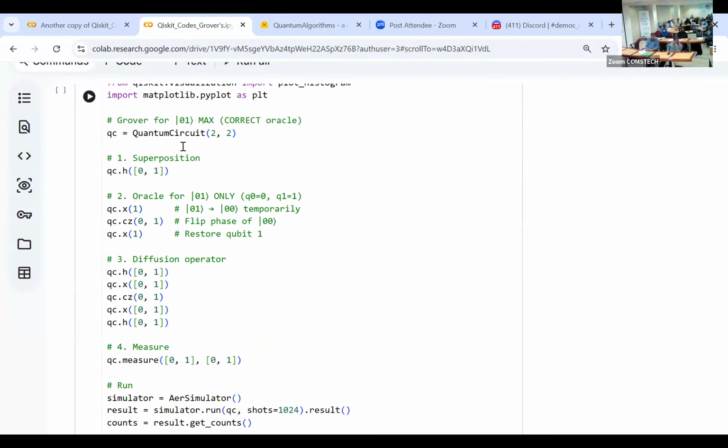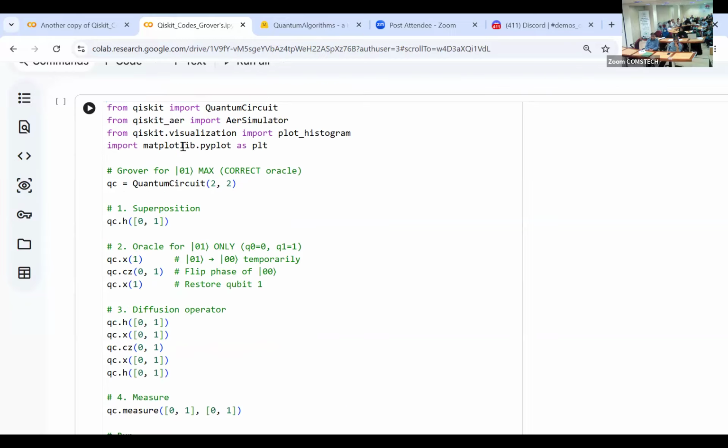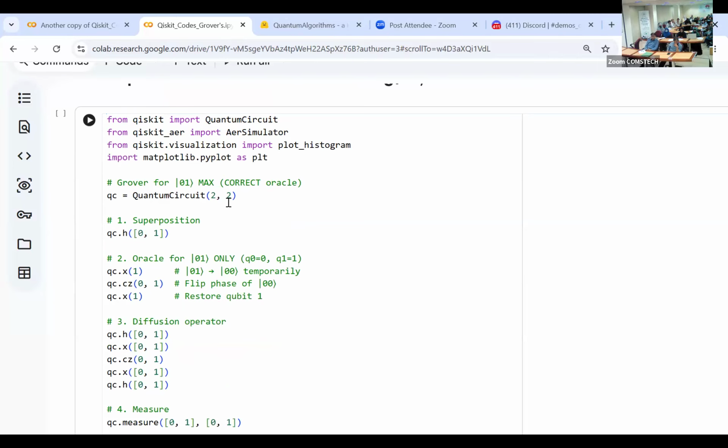We start with the 2-qubit state, that is, a quantum circuit with 2 qubits and 2 classical registers. The number of qubits you take, the same number of classical registers should be taken. If you're taking 2 qubits, 2 classical registers; if you're taking 3 qubits, 3 classical registers. The same number is written here, because in the end, when you do the measurement, you do it on the classical registers.